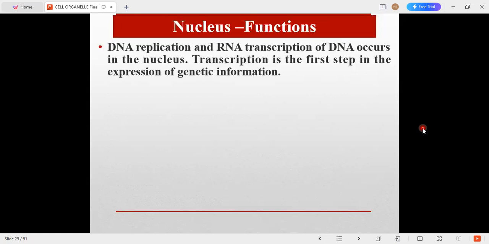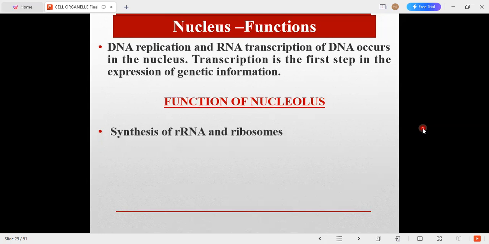So what is the function of the nucleus? The nucleus is involved in DNA replication and RNA transcription, which occur within the nucleus. Transcription is the first step in the expression of genetic information.